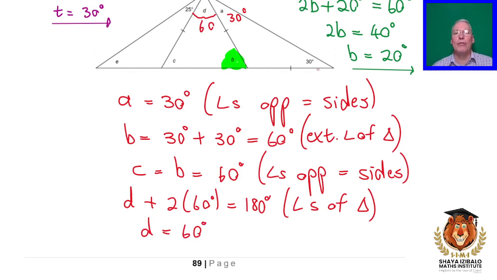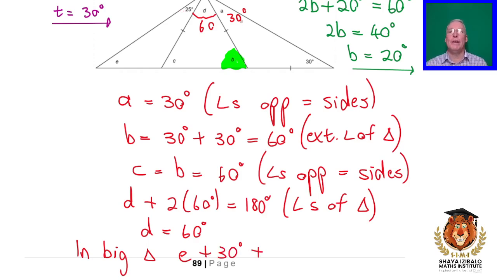Now, in the big triangle, we know that the angles must add up to 180 degrees. So I'm actually even just going to write it like that. I'm going to say, in big triangle, we've got E, then we've got a 30-degree angle, then we've got this whole angle here. Now this is going to be 30 plus 60 plus 25.